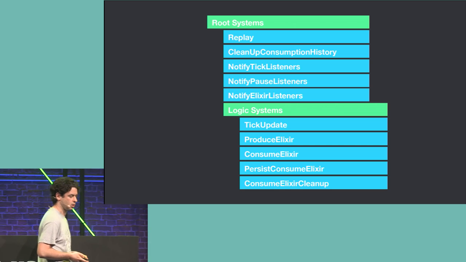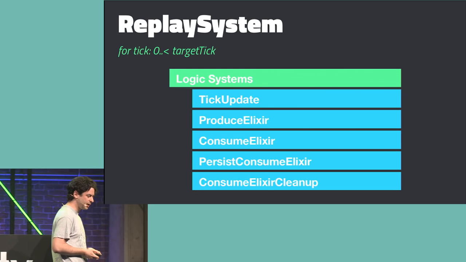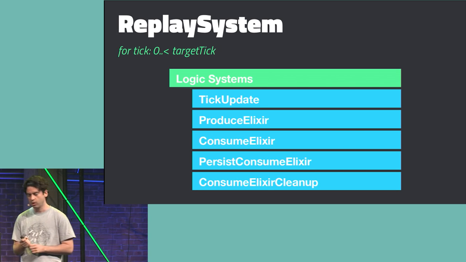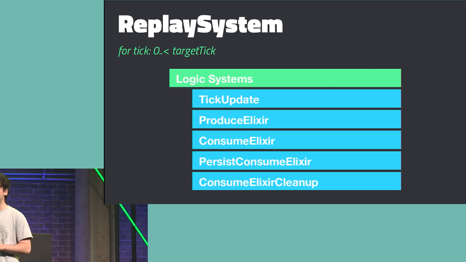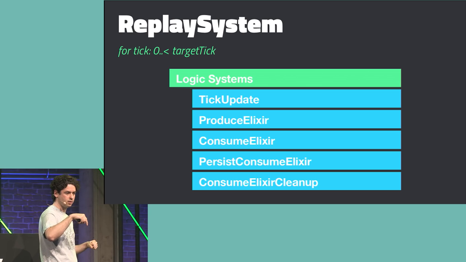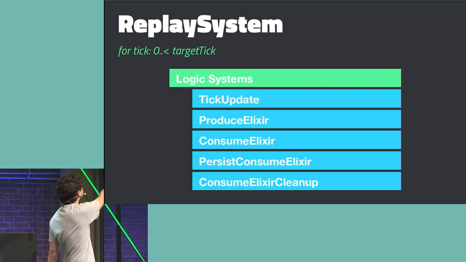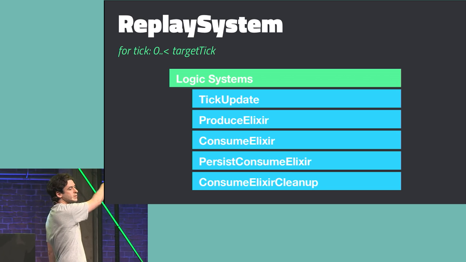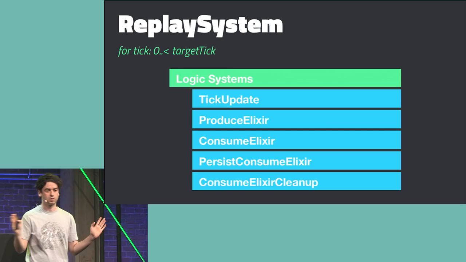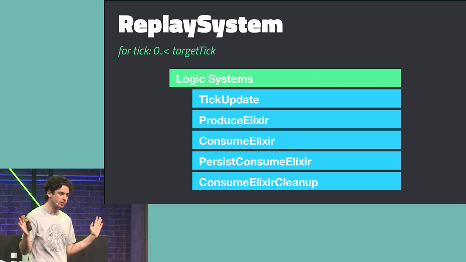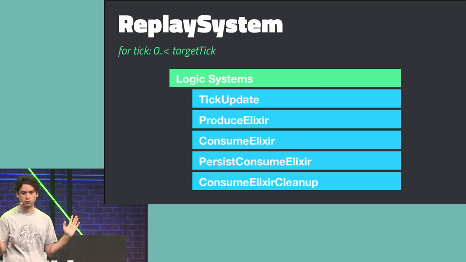So what about the replay system? How does it work? The replay system is a reactive system which triggers on the component which tells us the target tick. And when it triggers, it will just have a for loop, which will go from 0 to the target tick, and it will just execute the logic systems. That's it. Time travel becomes pretty much trivial to implement.